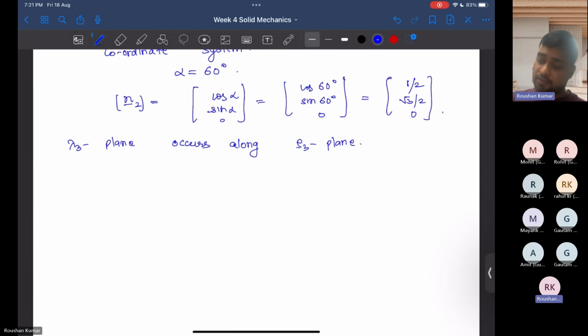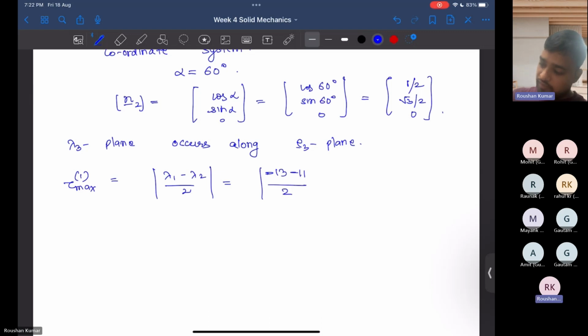So the maximum shear stress on the first principal plane, that is tau max, is lambda 1 minus lambda 2 upon 2. What is the value of lambda 1 minus lambda 2? 13 minus of minus 11, divided by 2, which is nothing but 12.